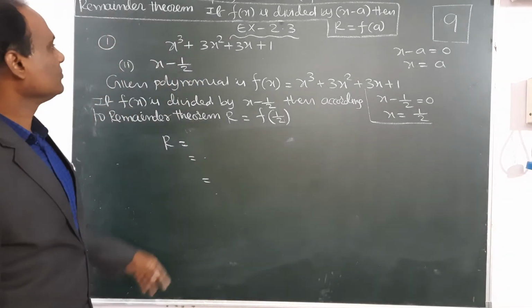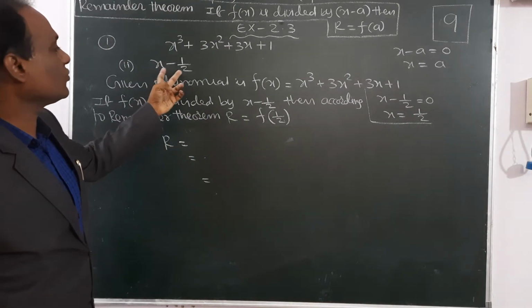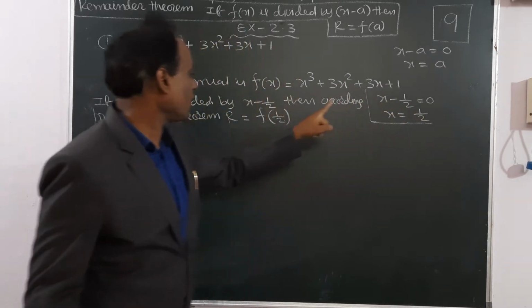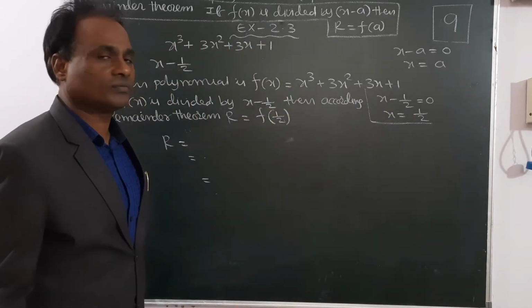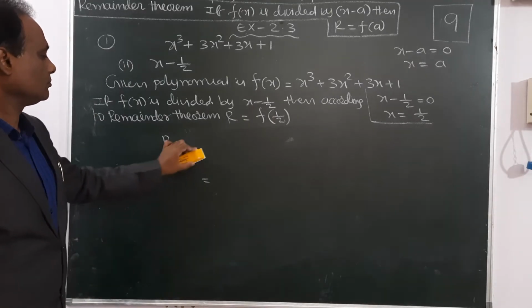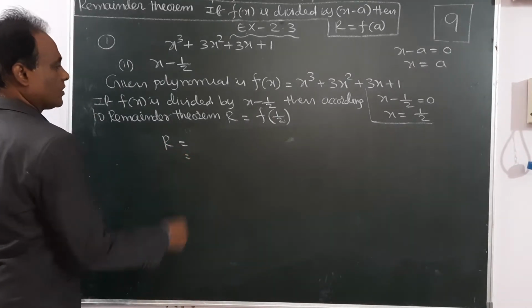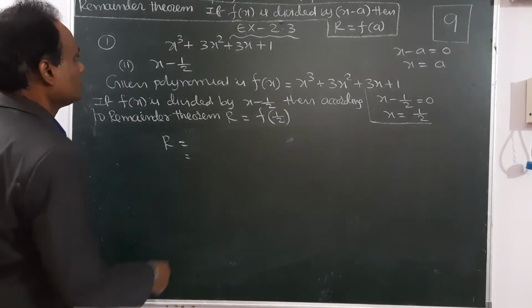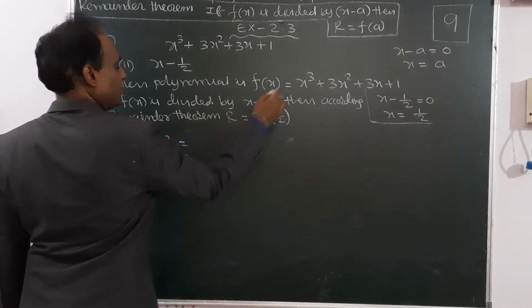Same model. This given divisor should be equated to 0. Then find the x value. That x value should be substituted in place of x according to the remainder theorem. Same as the previous problem. Substitute 1 by 2 in place of x.